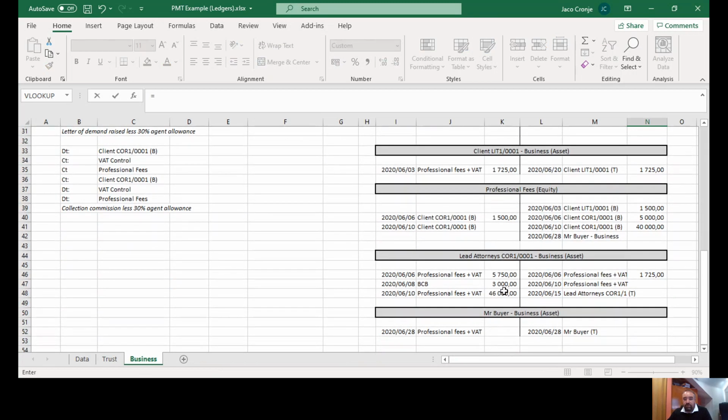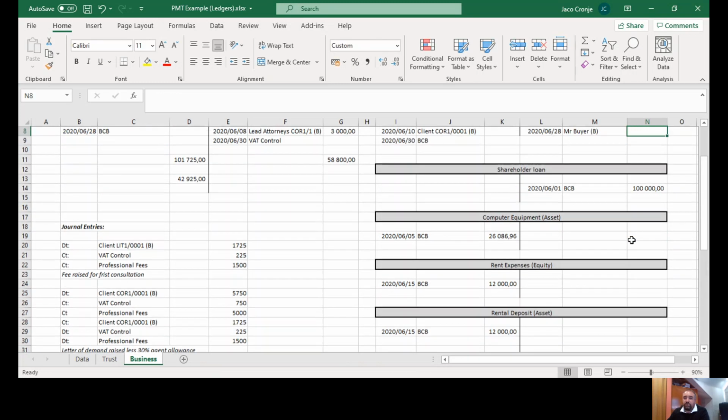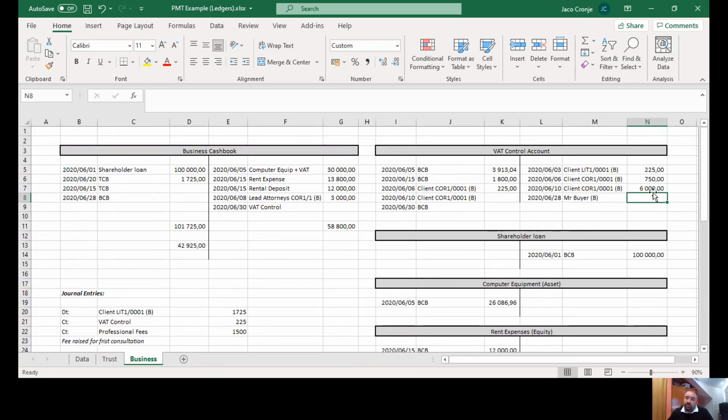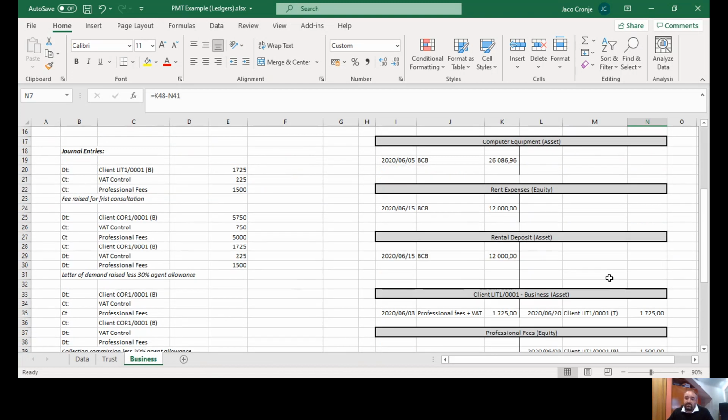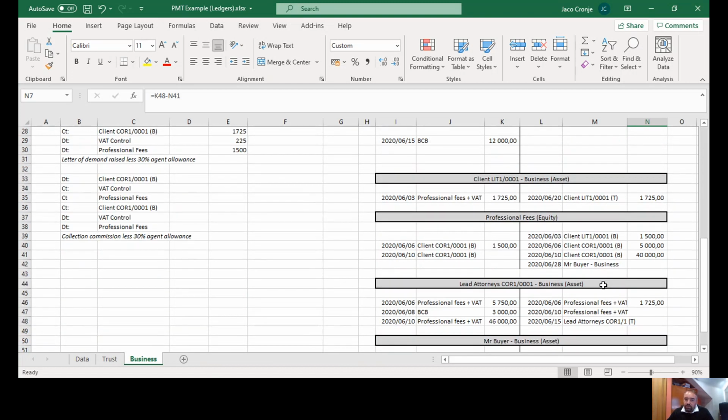I've got a debit of 46 and a credit of 40, so I need a credit of 6 to make this transaction balance. So I've incurred a VAT liability of 6,000 Rand. Okay, so hopefully you understand that. So 400,000 came in. I take 10% as my collection commission. I invoice you for the VAT inclusive amount, and the balance goes to SARS.